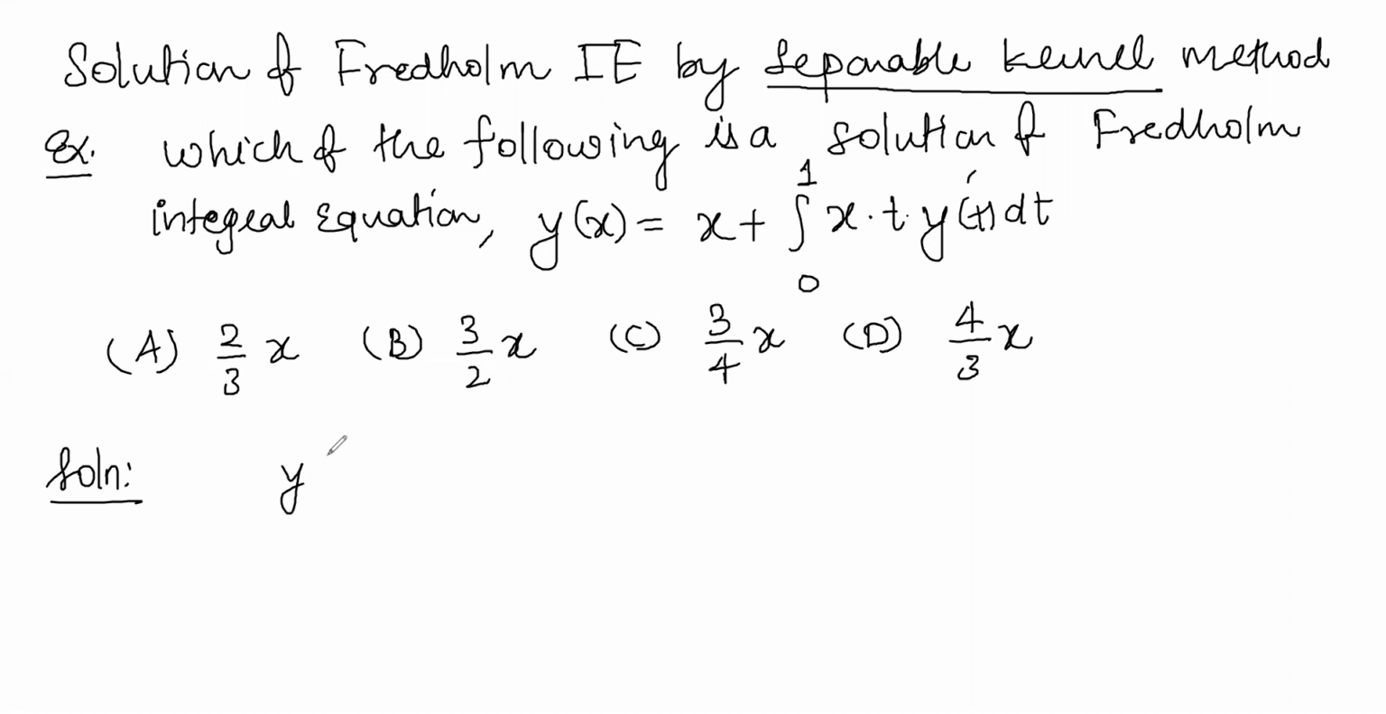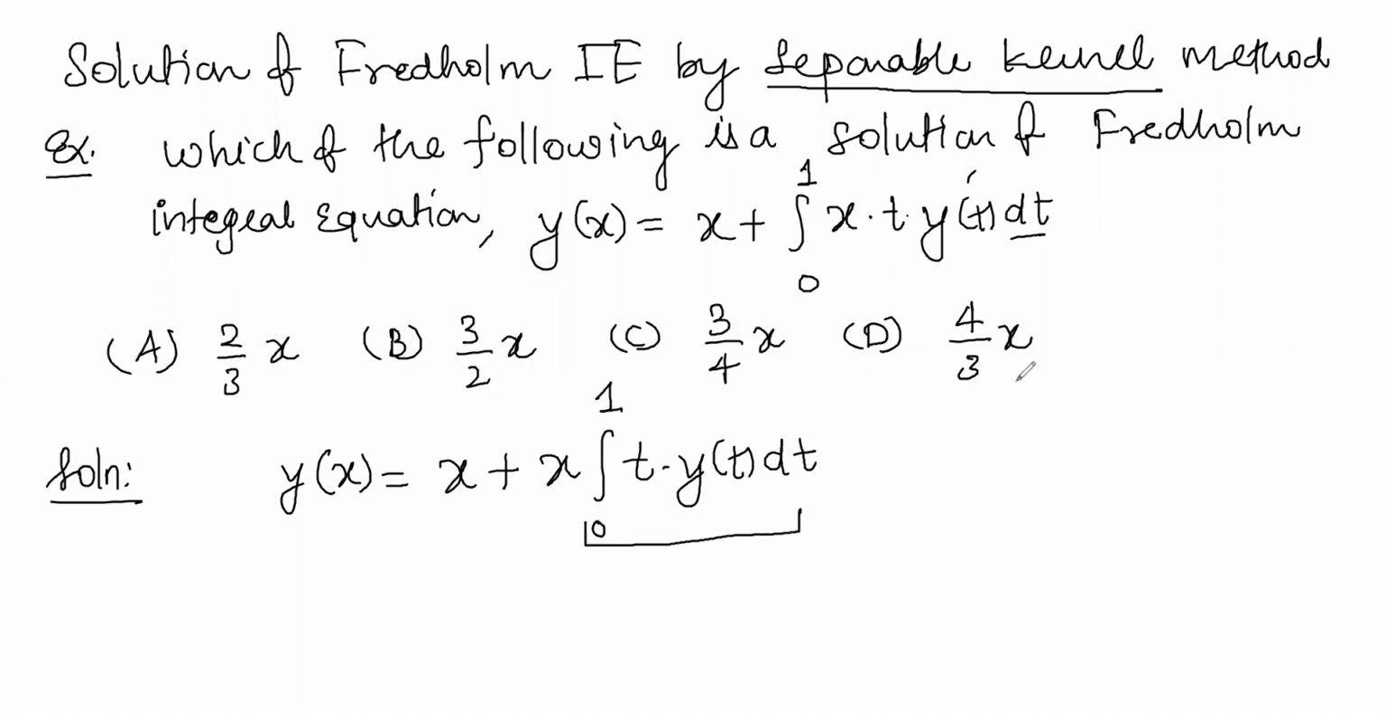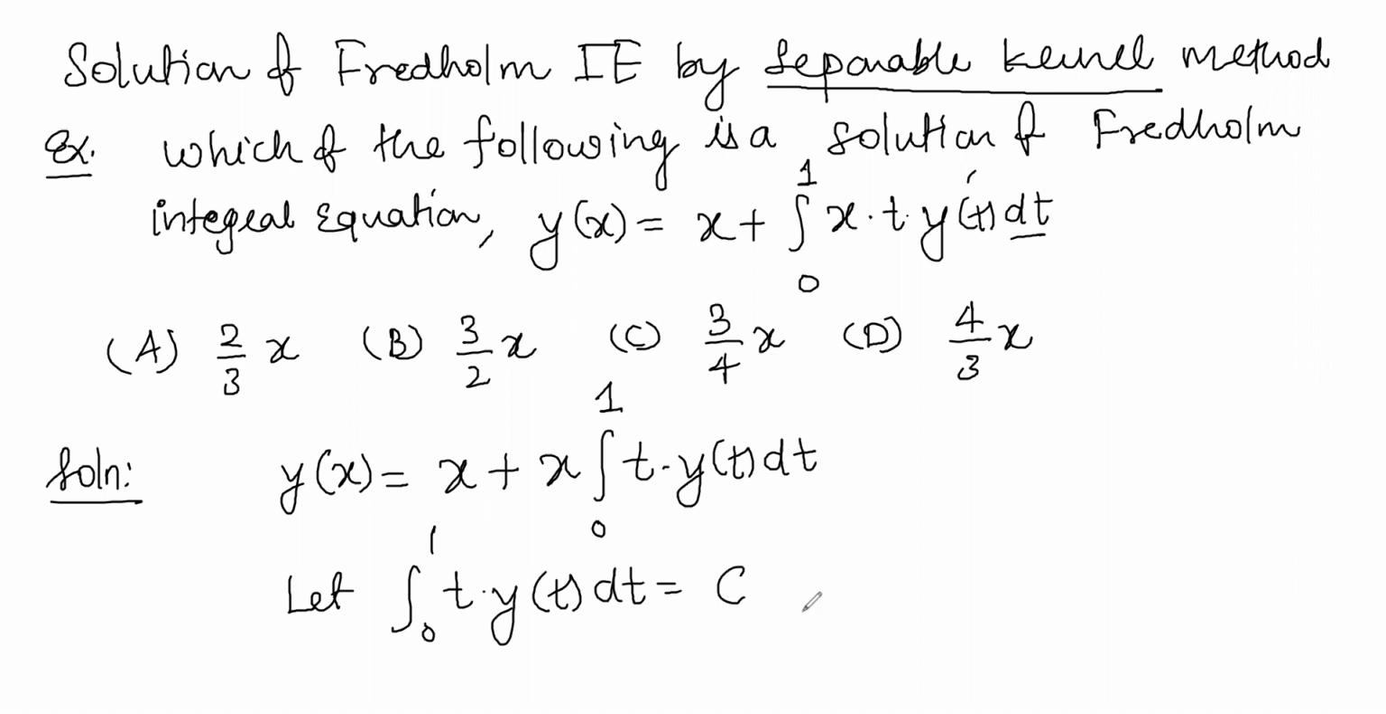So what is method of separable kernel? Just say this: y of x is nothing but x plus, see, this integration is totally with respect to t, so there is no role of x. I can take this x outside, and then it will be completely a function of t. Now I know that since this is a definite integral, so this is ultimately going to be a constant. Okay, this is ultimately going to be a constant. So what I'll do, I'll let integral 0 to 1 t into y of t dt equal to some c, a constant.